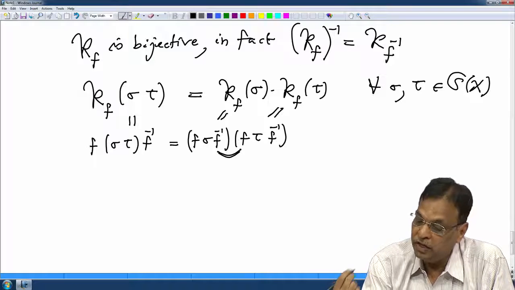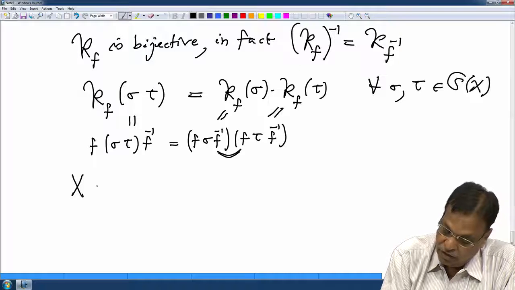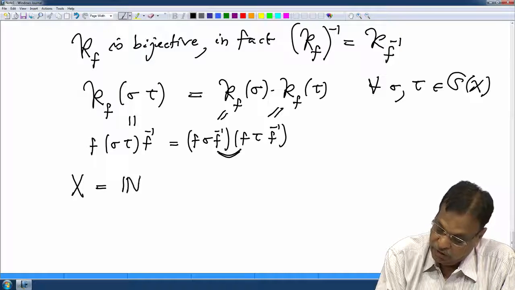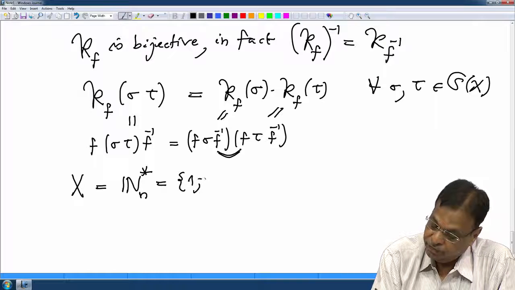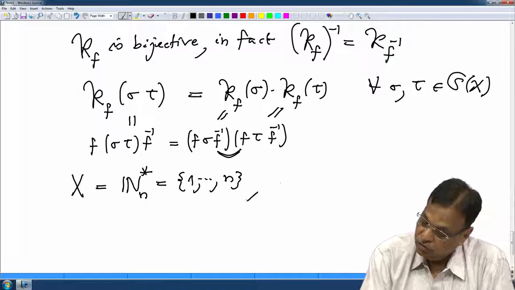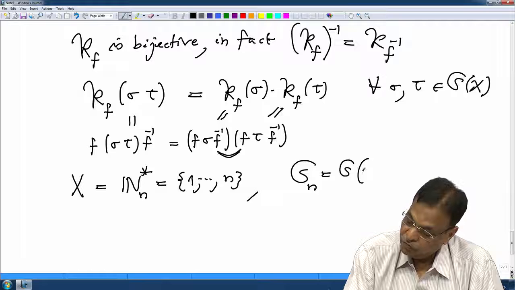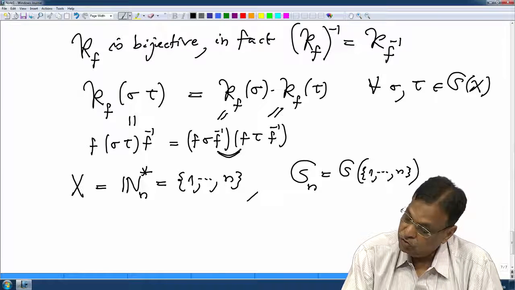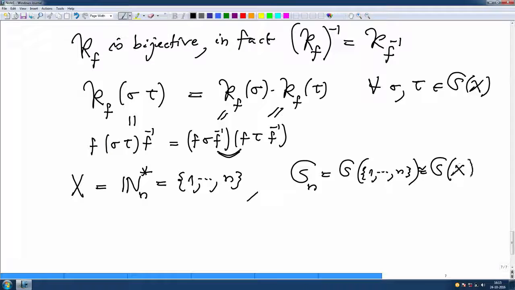So if you want to study this group, the permutation group on X, it is enough that we can choose a set of that cardinality, and that set X I will choose as {1, ..., n}, and our problem is to study the finite case. In this case we will stick to the notation S_n equal to S of {1 to n}, which is isomorphic to S_X. So if I want to study this, I will study this.